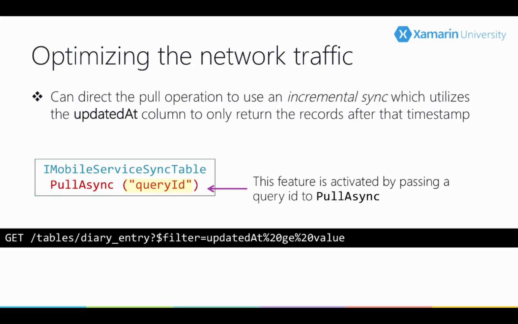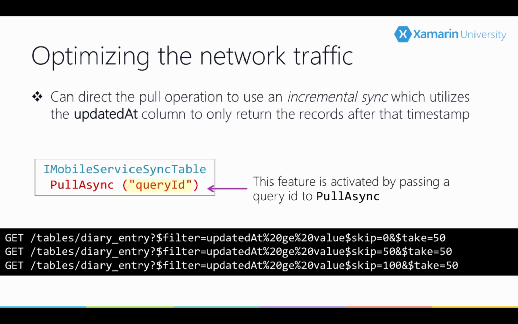One optimization we can do with the pull API is to enable incremental sync. And to turn this on, we pass a string parameter called a query ID to the method. And by supplying a value for this, the client will keep track of the last time the specific query ID was issued and then only pull down data changed in Azure since then. It uses the updatedAt column that Azure automatically puts onto every table, and only records with an updatedAt value greater than the last synchronized record will be retrieved from the back end. You can see the query here, and notice that the updatedAt filter is being applied automatically.